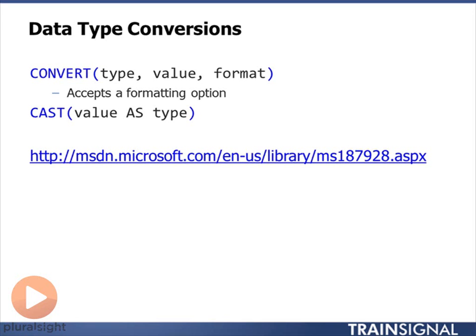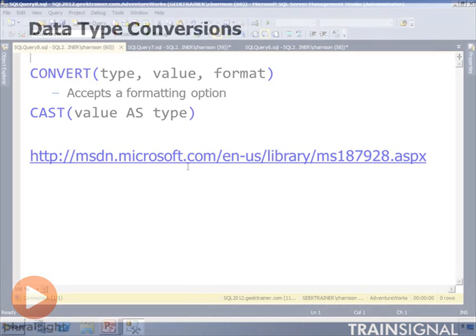Cast, however, doesn't accept a format option. It has a slightly different syntax; you'll notice value as the data type that I want to convert it to. And personally, that's the one that I like. I really like the cast as opposed to the convert. I just think it reads a bit better.